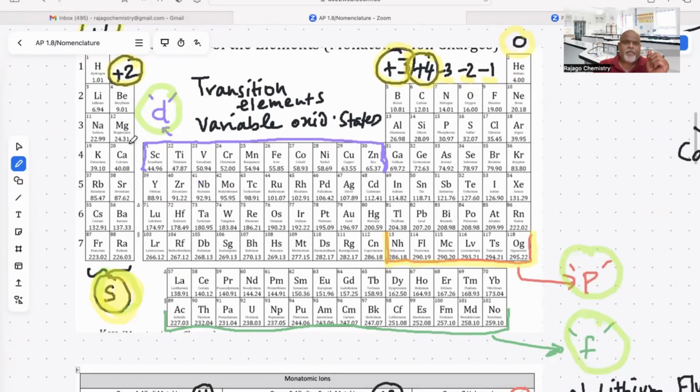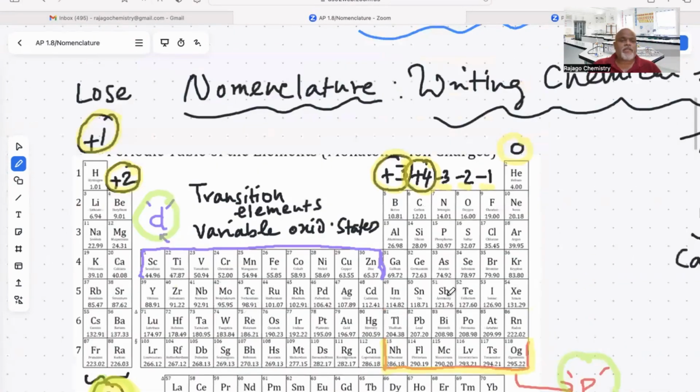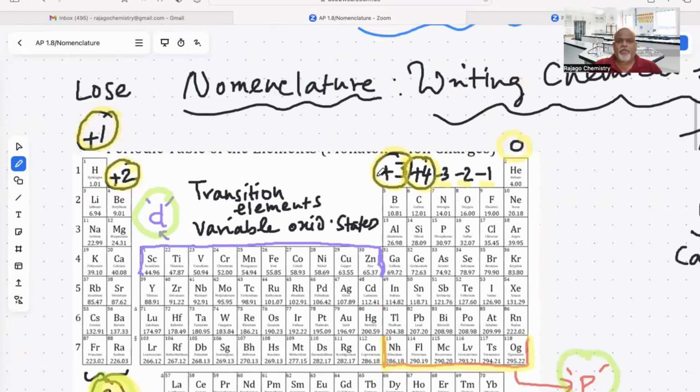These are called transition elements because they transit between S and P. They have variable oxidation states because they might have different oxidation states. F also has various oxidation states because their shells end with electrons in the F subshell. So the easiest way is to first write down these numbers: +1, +2, +3, +4, -3, -2, -1, 0.